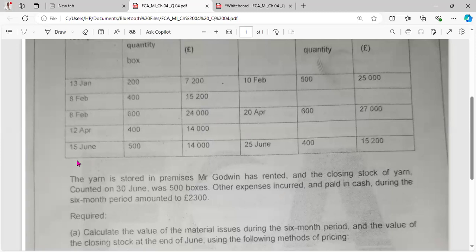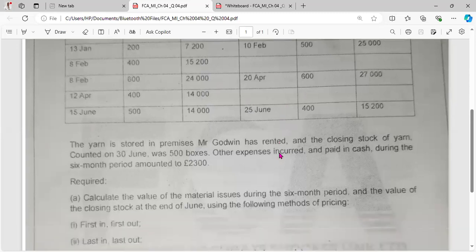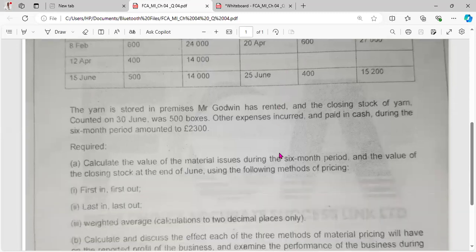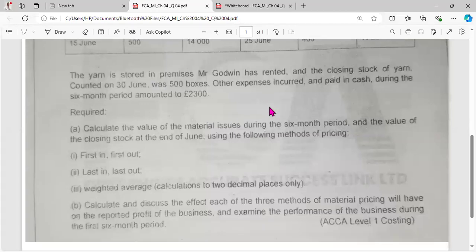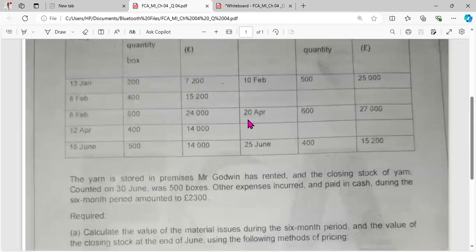Other expenses incurred and paid in cash during the 6 months period amounted to £2,300. Required: calculate the value of the material issues during the 6 months period and the value of the closing stock at the end of June using the following methods of pricing: first in, first out, last in, first out, weighted average, with calculations to 2 decimal places only. Let's take this part of the question first.